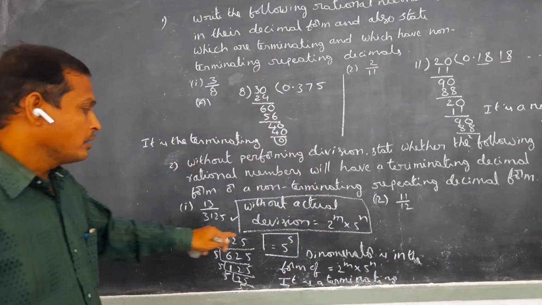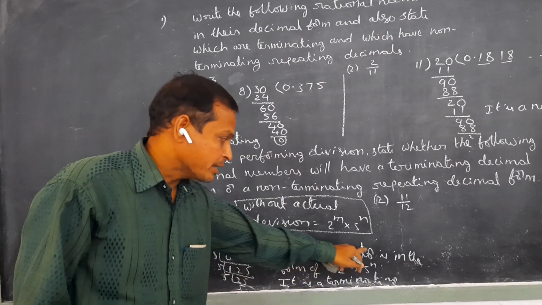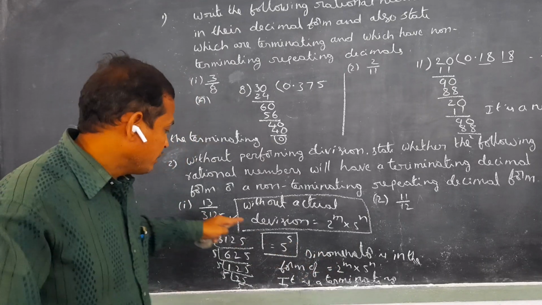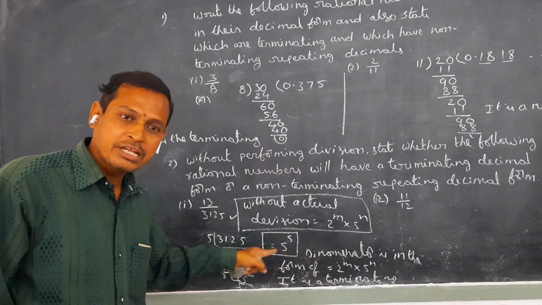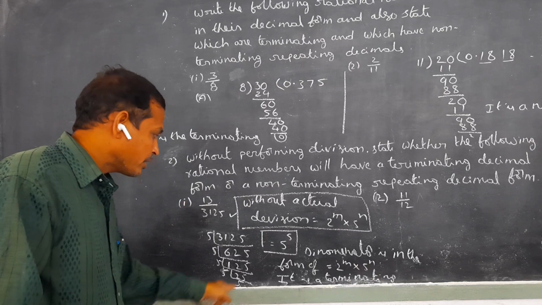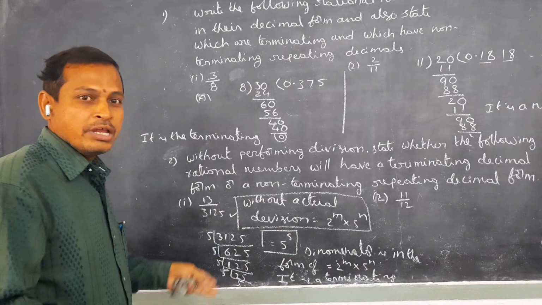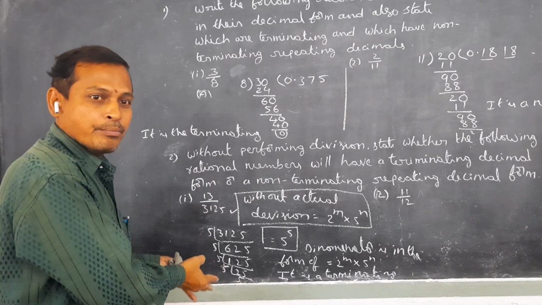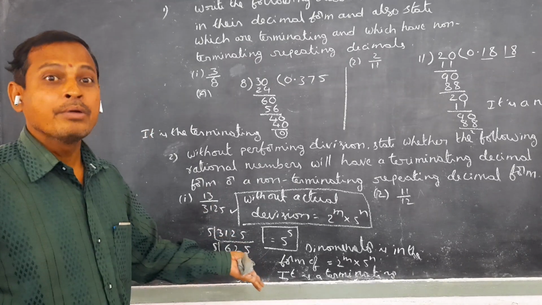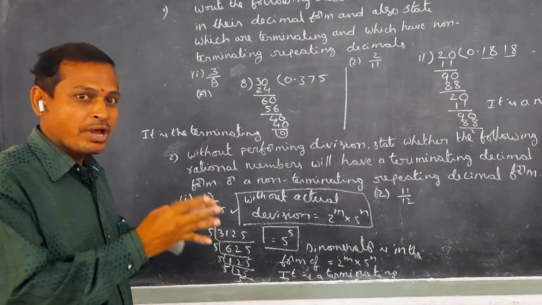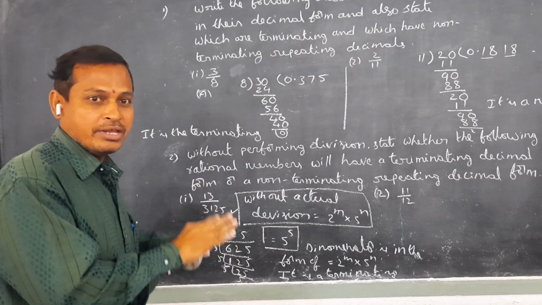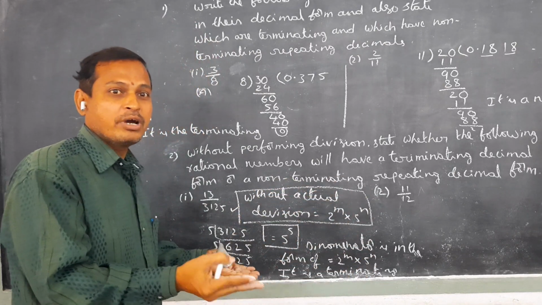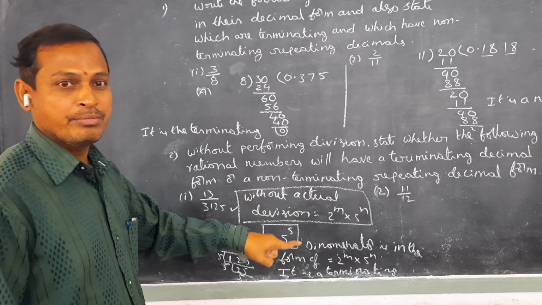Are you understood, children? The formula: the denominator is in the form of 2 power m into 5 power n. So in the LCM method, if 2 only, it is terminating, and if 5 only, it is terminating. If both 2 and 5 are there, it is also terminating. But if there is an extra number other than 2 and 5, it is non-terminating.